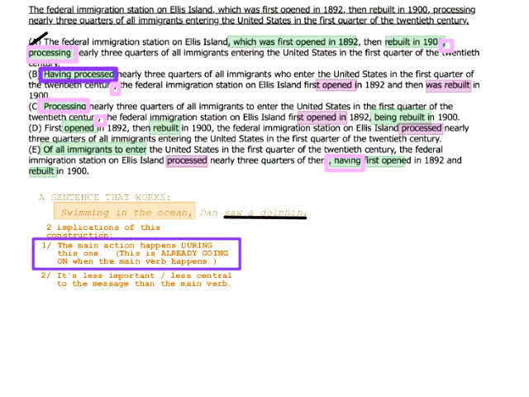Now you see what the problem is, right? Swimming in the ocean, that's already going on. Dan's already doing that. And boom, he sees a dolphin. You can see why this does not fly. Because this would imply that the having processed, so it had already processed a bunch of immigrants before it even opened. So that's definitely not a thing. The implication here is that the processing was already ongoing when the station opened.